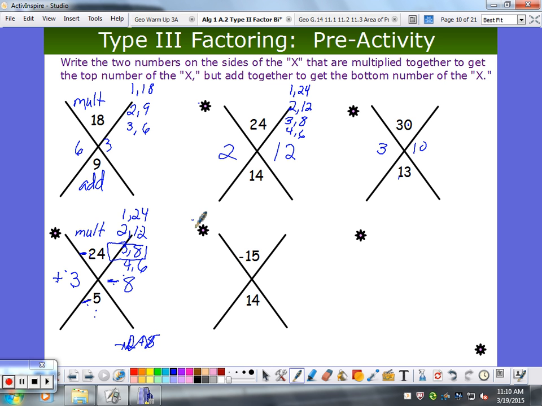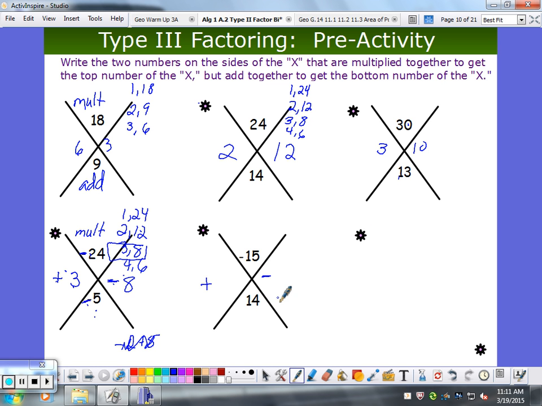So I want to multiply to -15, but add to 14. Now I'm multiplying to a negative, so one has to be positive, one has to be negative. Two numbers multiply to 15, subtract to 14. What do you think there, Gigi? Just give me the two numbers first. We'll deal with the signs later. 1 and 15. Okay, great.